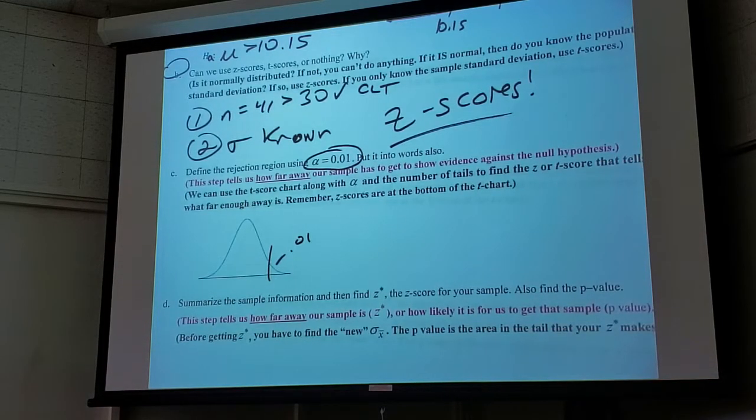Will it always give you alpha? They might not. In which case, this is similar to something else we did earlier. If they don't give you alpha, you assume it's 0.05, because that's the most often used one. What was the most often used confidence interval? 95%, because that's what we defined unusual to be in the first place, right? So the most often used alpha is 0.05. And it actually is true in the real world, too.